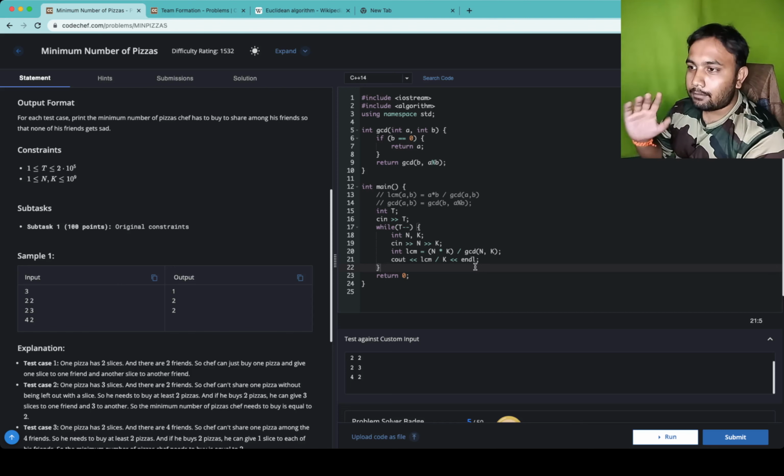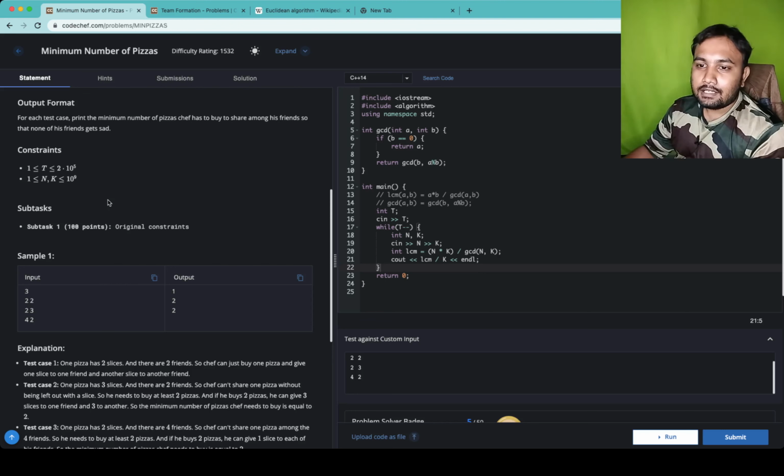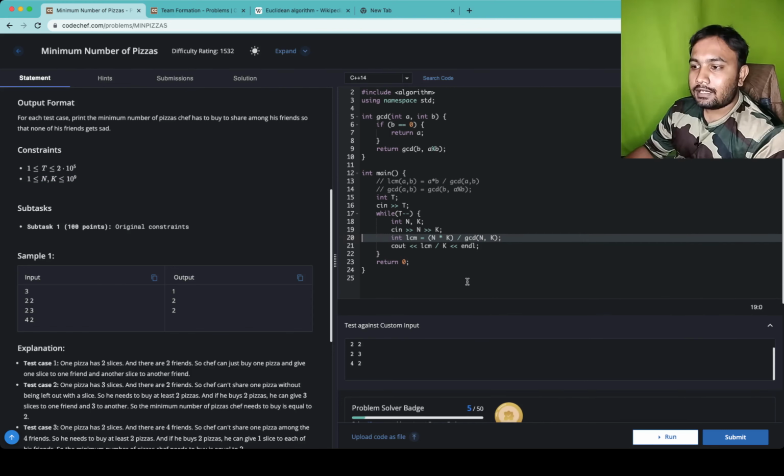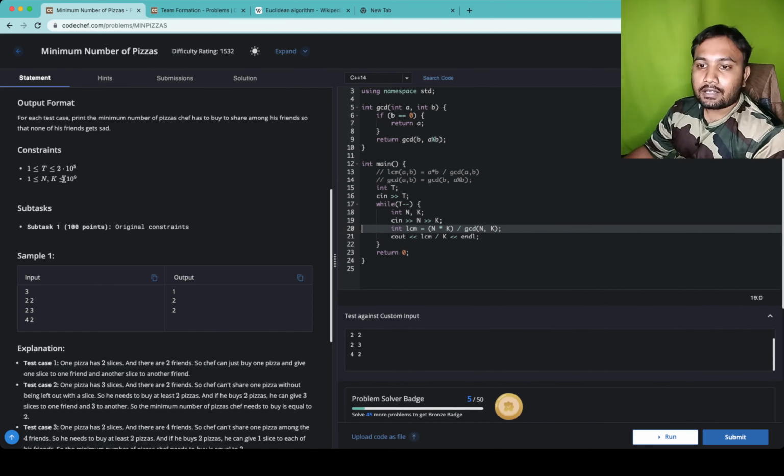So what is happening in the code is that n and k are given to us with 10 to the power 9, and t is given to us as 10 to the power 5. So t is fine because we are storing 2 into 10 to the power 5, that is fine. But n and k are 10 to the power 9. So if you look at this line number 20, in this line what we are trying to do is multiply n and k, which are 10 to the power 9.